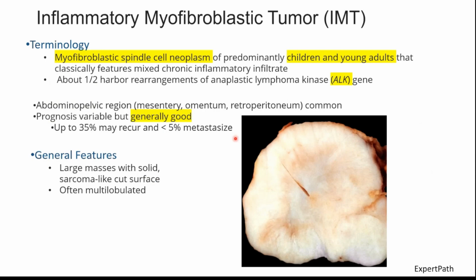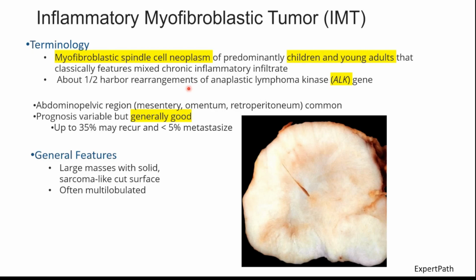So then go to the next entity, IMT, inflammatory myofibroblastic tumor. This entity is a myofibroblastic spindle cell neoplasm of predominantly children and young adults. So usually in younger patients, and around half of them have ALK gene rearrangement. So we can use ALK IHC to confirm the diagnosis.